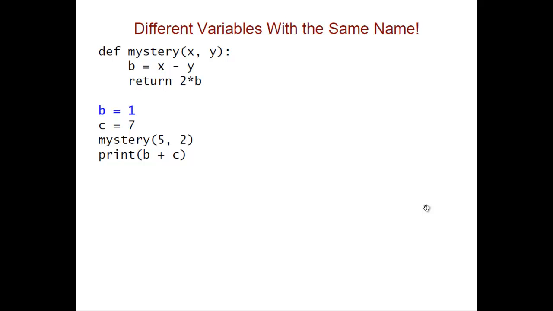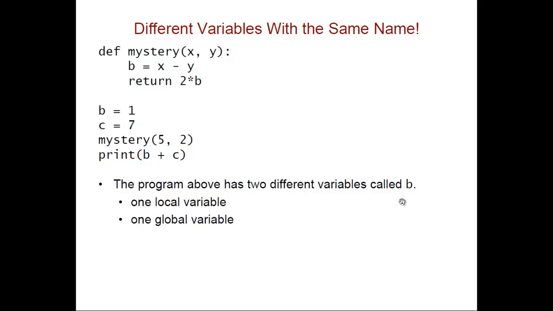Now, because of the fact that we can have different scopes, you can actually have two different variables with the same name. So if I add this line of code here outside of any function, you can see that we now have two different variables named b. We have the one that is local, that belongs to the function mystery, and we have one that is global, that is defined here outside of any function.